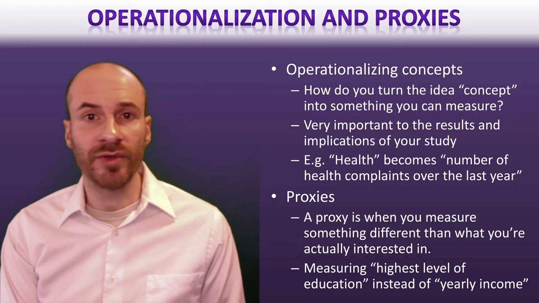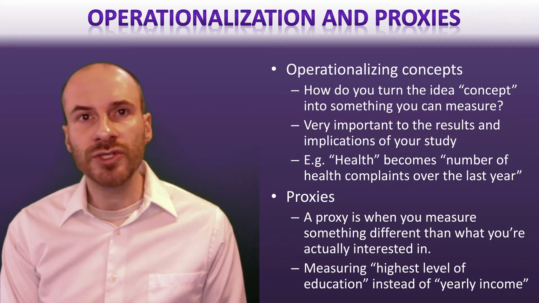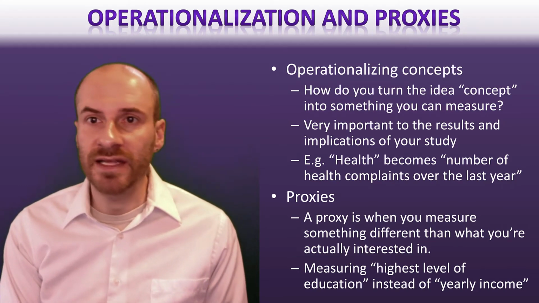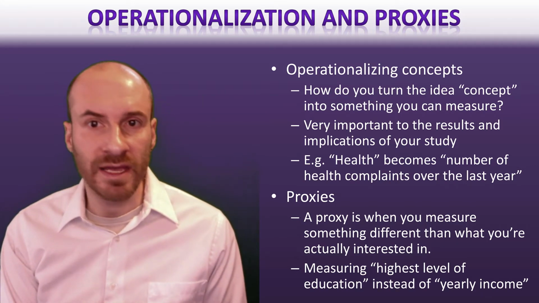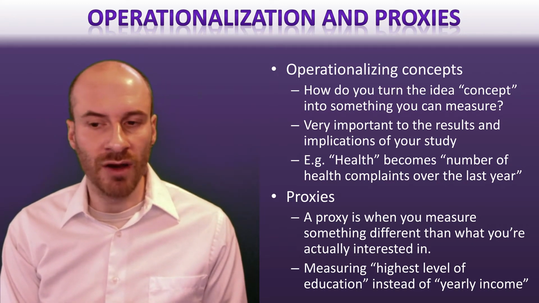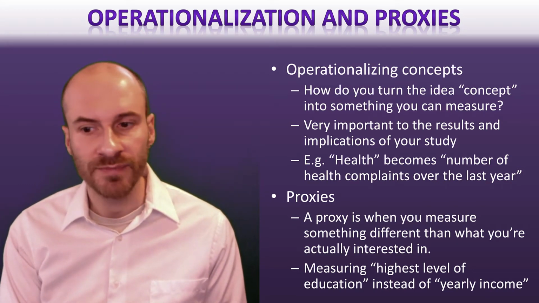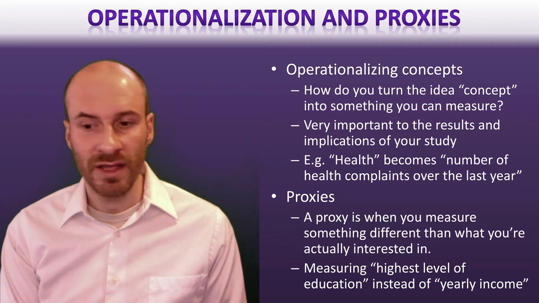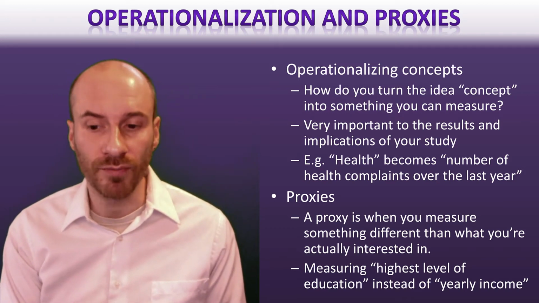I also want you to be familiar with the term of a proxy. All right, a proxy is when you're measuring something that's different than what you actually want to study. So if you're looking at socioeconomic status, for example, you might want to ask people what their yearly income was last year, right? That would be a fairly accurate measure of what people's financial situation was in terms of socioeconomic status, right? However, what we find is that a lot of people aren't very comfortable answering exactly what they made last year. They're just not comfortable giving that information to random people, right?